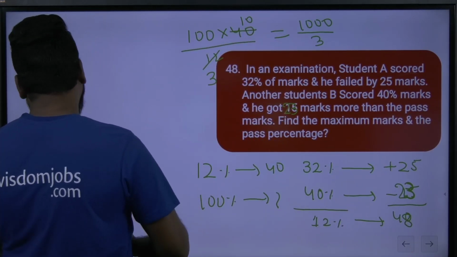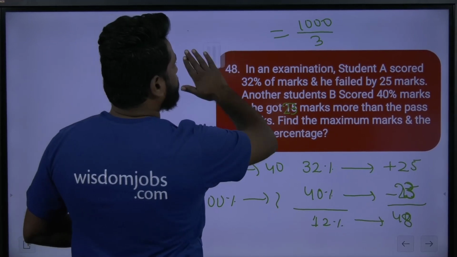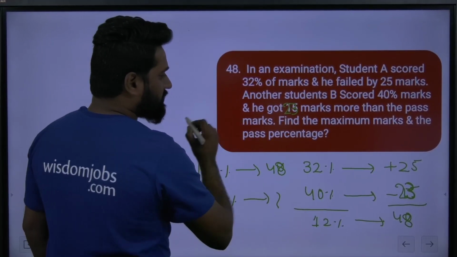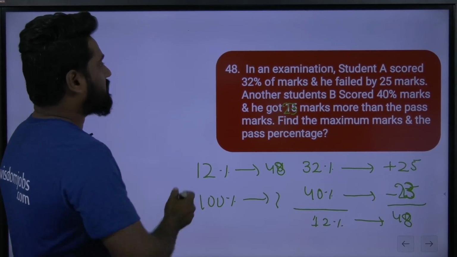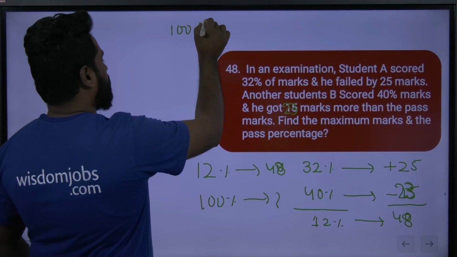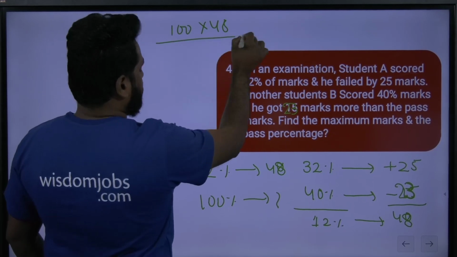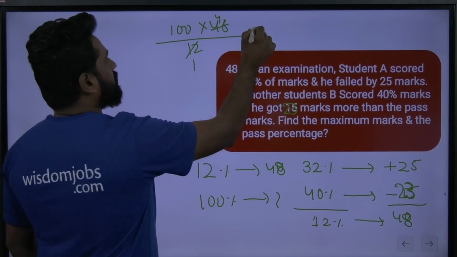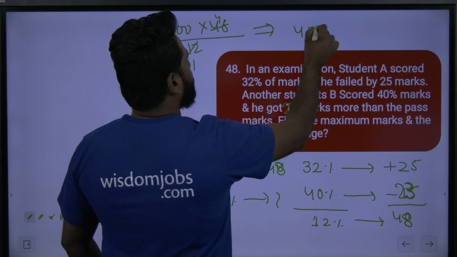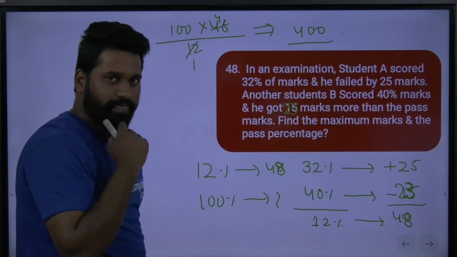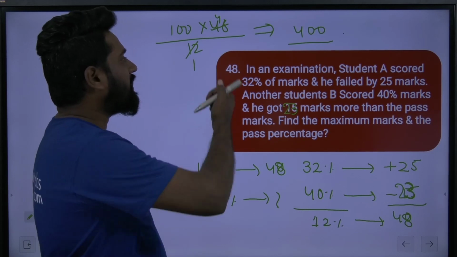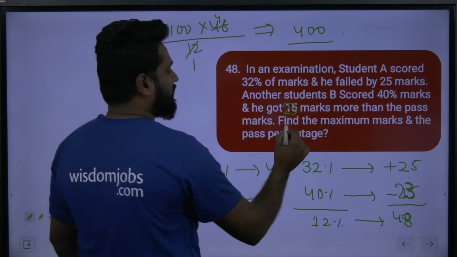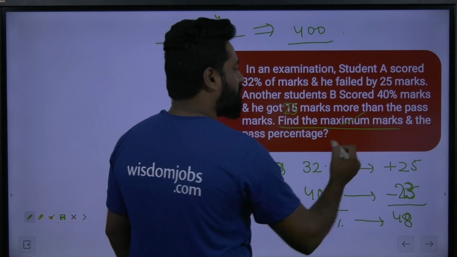If 12% indicates 48, we are finding for 100%. So that is 100 into 48 by 12. 12 fours are 48. So your total marks of the examination becomes 400. So 400 marks is the maximum marks of the examination. One is completed here. Finding the maximum marks, that is complete.